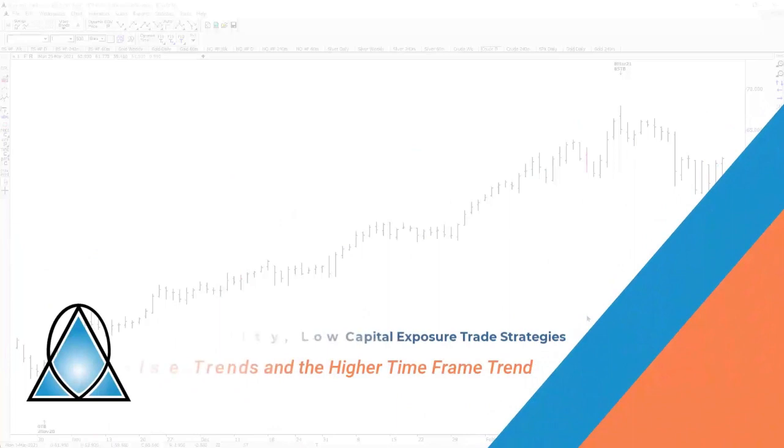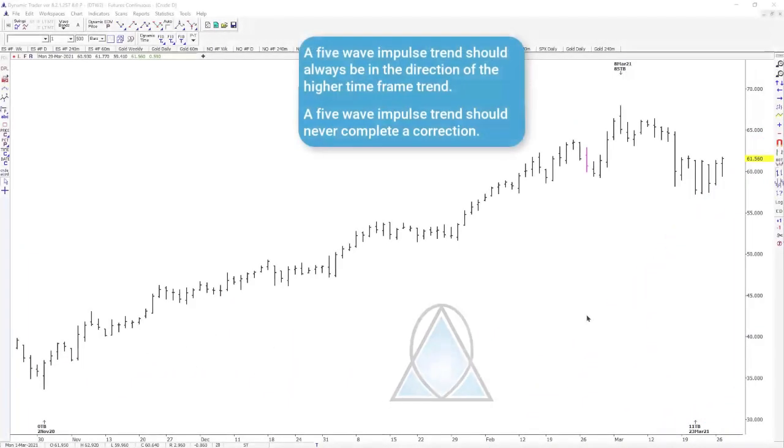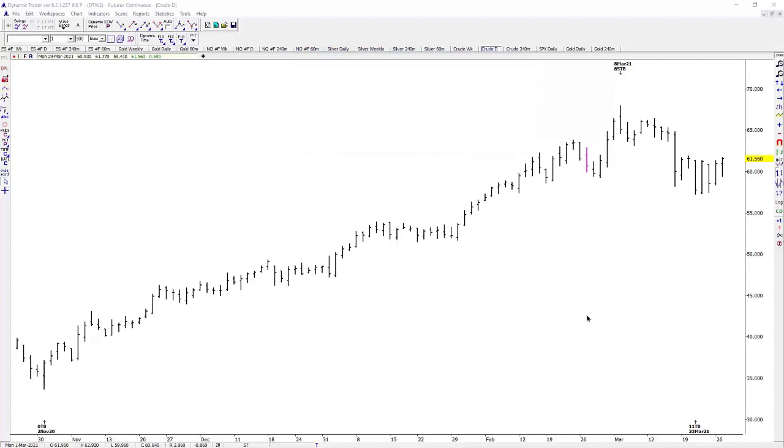Let's talk about and demonstrate a bit about 5-wave impulse trends and the higher time frame trend. But most importantly, a 5-wave impulse trend should always be in the direction of the higher time frame. And a 5-wave impulse trend should never complete a correction. Let's take a look at some data and see how this is relevant.